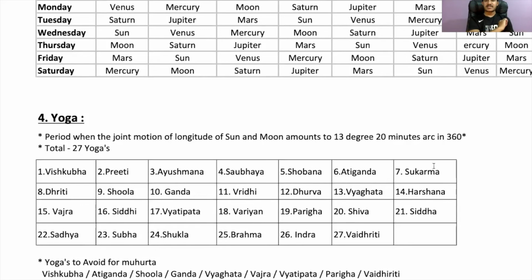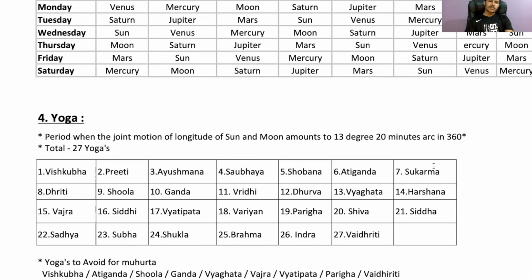Okay. Now, next comes the yoga, guys. Yoga is when the joint motion of longitude of sun and moon amounts to 13 degrees 20 minutes of arc in 360 degrees. So there are a total of 27 yogas. One is Vishkumbha, second is Preeti, third is Ayushman, fourth is Saubhagya, fifth is Shobhana, sixth is Atiganda, seventh is Sukarma, 8th is Dhriti, 9th is Shula, 10th is Ganda, 11th is Vriddhi, 12th is Dhruva, 13th is Vyaghata, 14th is Harshana, 15th is Vajra, 16th is Siddhi, 17th is Vyatipata, 18th is Variyan, 19th is Parigha, 20th is Shiva, 21 is Siddha, 22 is Sadhya, 23 is Shubha, 24 is Shukla, 25 is Brahma, 26 is Indra, 27 is Vaidhriti.